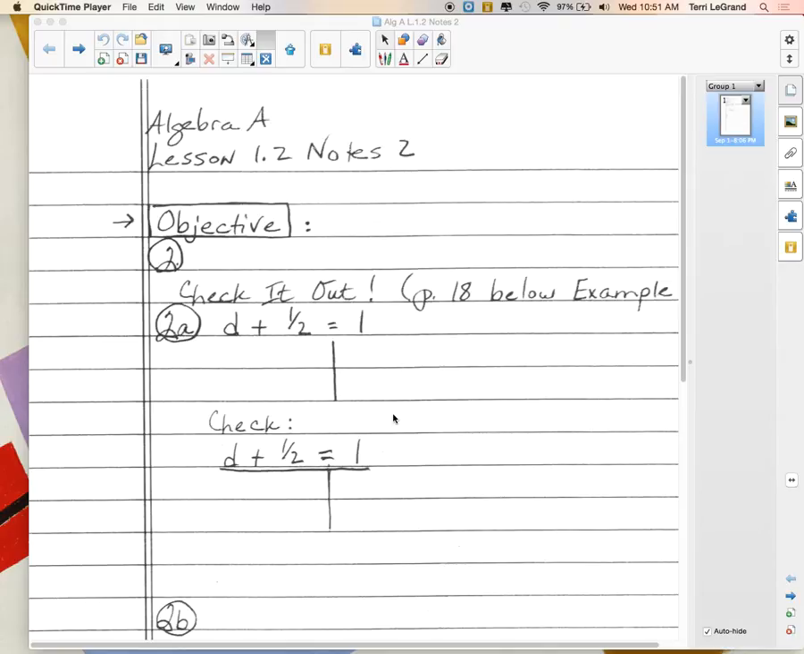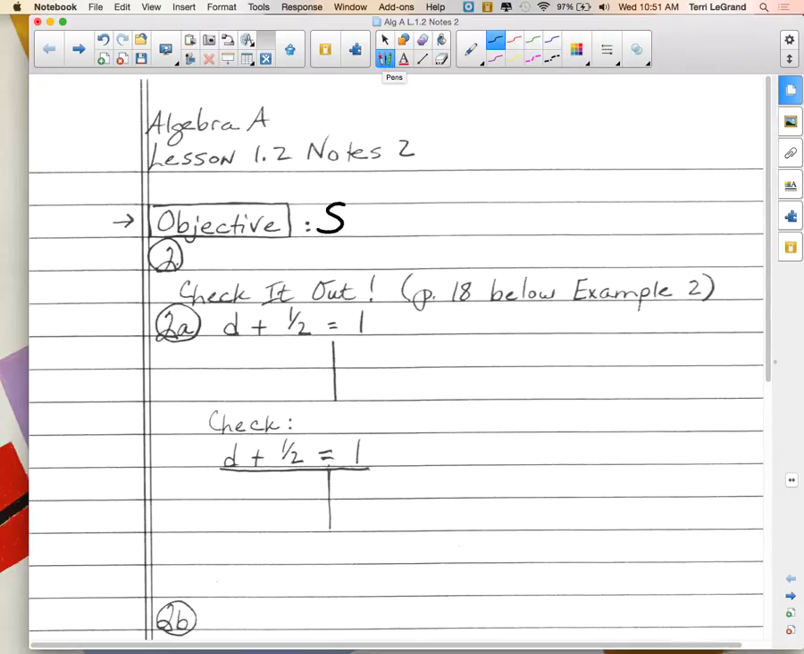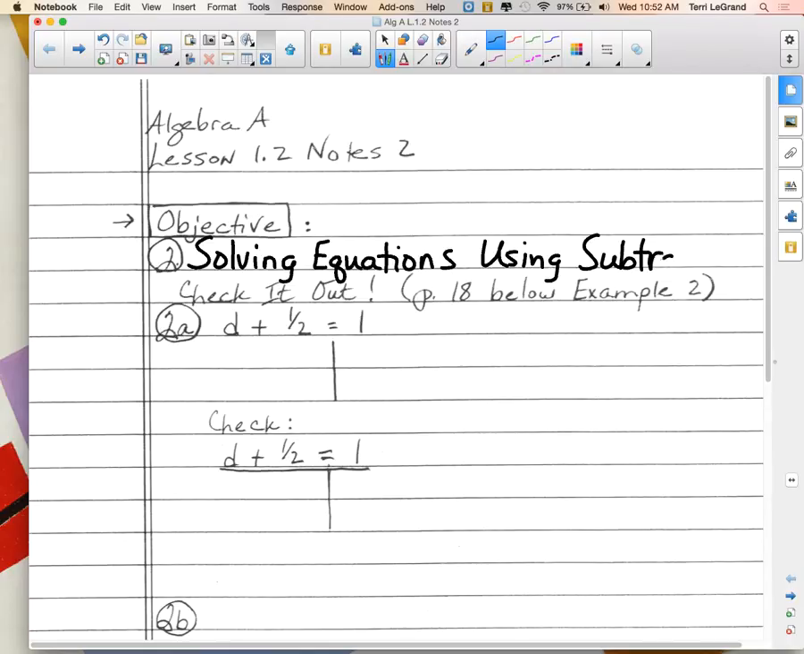What we're going to practice right now are problems like example 2. What is the objective in example 2? Preston? Solving equations by using subtraction. Oops, that's not where I want that to be. Sorry. I want it to be right here. Solving equations using subtraction.